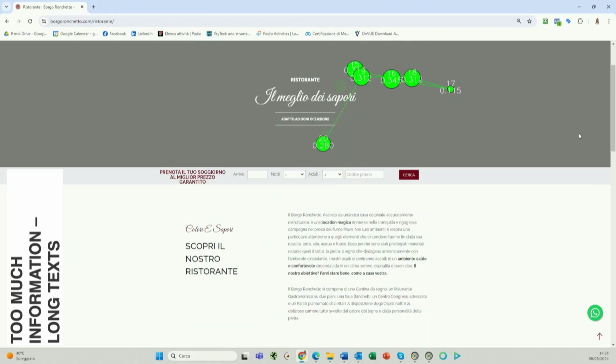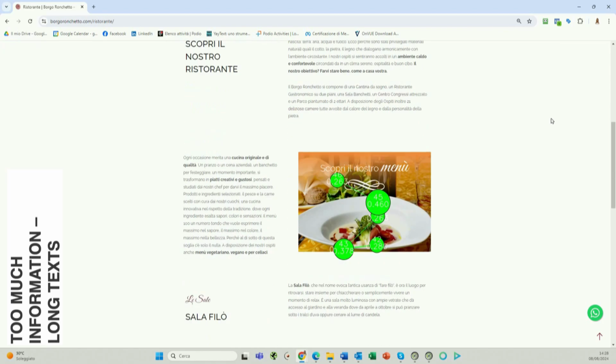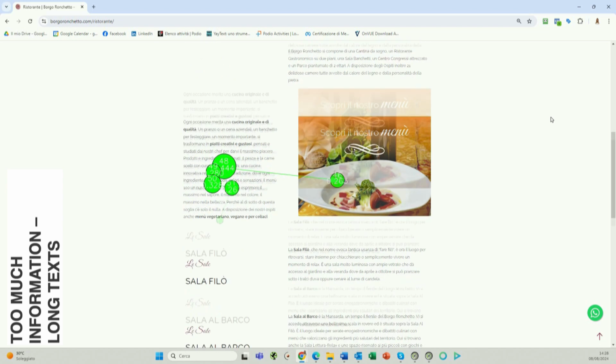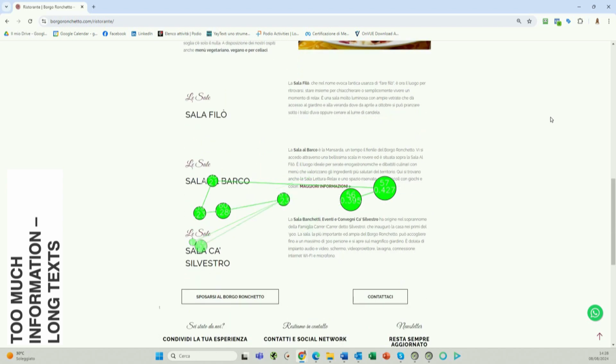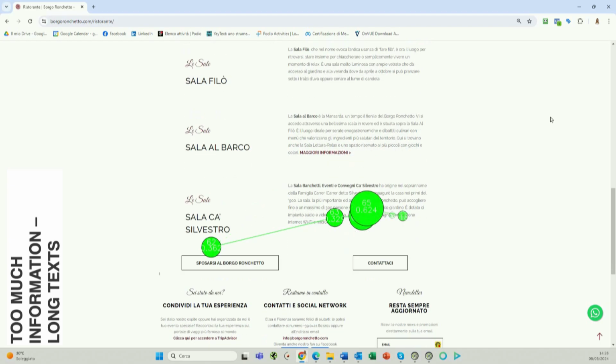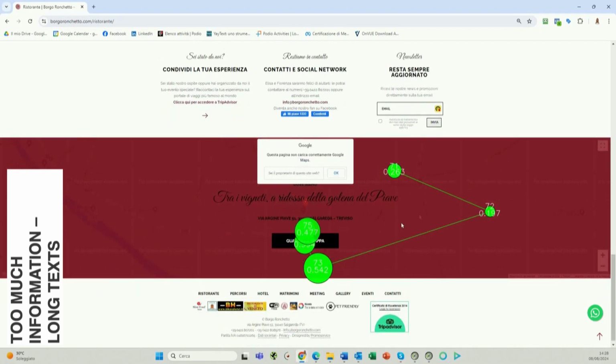We see here another example. In this case, our users are exploring the different rooms and possibilities offered by the restaurant of a hotel. Again, we see that they start to read the text at the beginning, and then as they scroll down, the users read less and less, and then they basically give up.